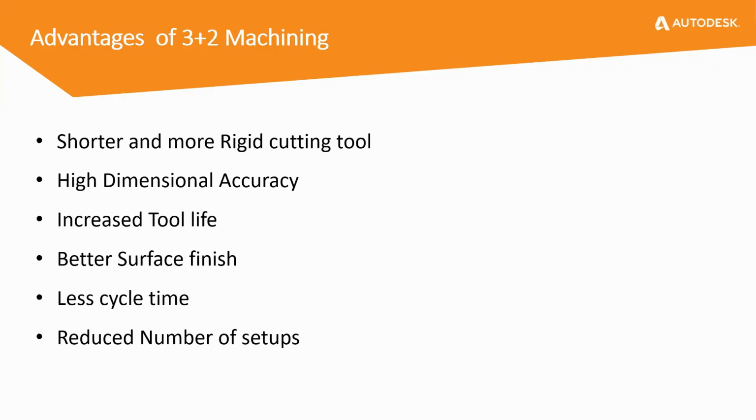Let us look at some advantages of 3+2 machining. The main advantage of adding a 3+2 setup to your current vertical machine is that it allows a workpiece to be machined from all sides. This reduces the need for additional setups, thereby lowering the cycle time and reducing costs. The 3+2 also uses a shorter or more rigid cutting tool than 3-axis machining, resulting in greater dimensional stability, increased tool life, reduced cycle time, and better surface finish.